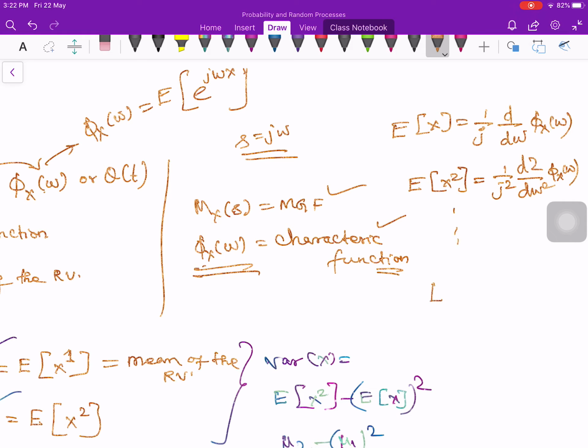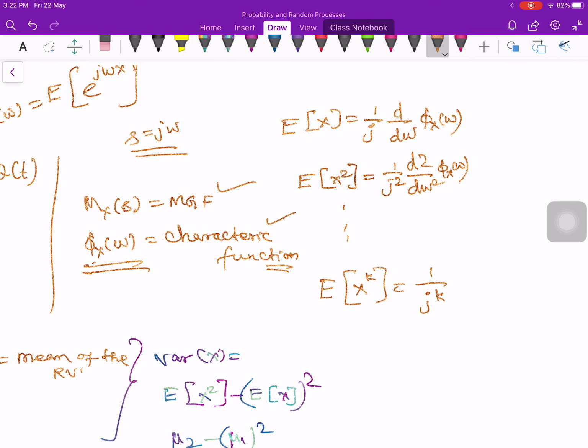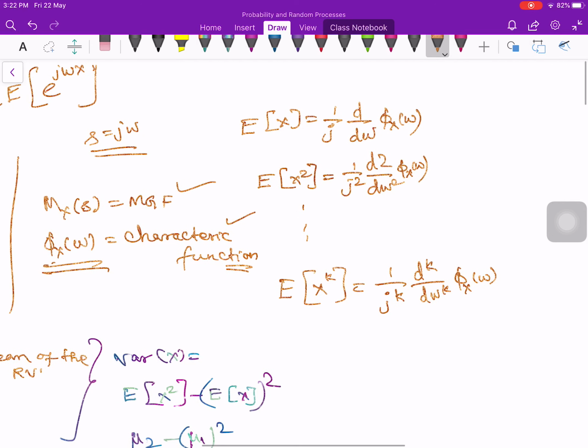Then it keeps on going. The expected value of x to the k, that is the kth order moment, is going to be 1 over j to the k, times the kth derivative with respect to omega of phi x of omega. And remember, these are all evaluated at omega equal to 0. In this way one can calculate various moments of the random variable from the moment generating function.